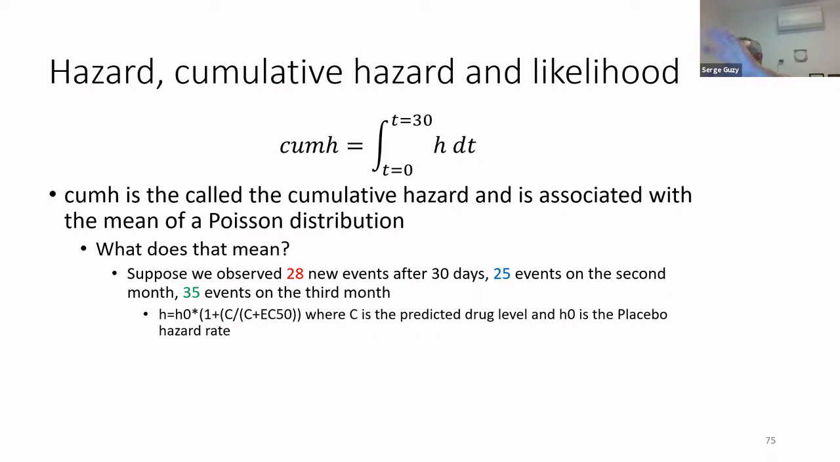If H has parameters, and you would get, let's say, 10 predicted events compared to 28, then apparently the parameters are not right, and the program is going to optimize the parameters until you really have a best match.